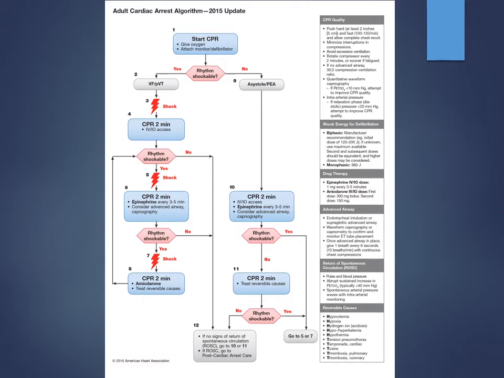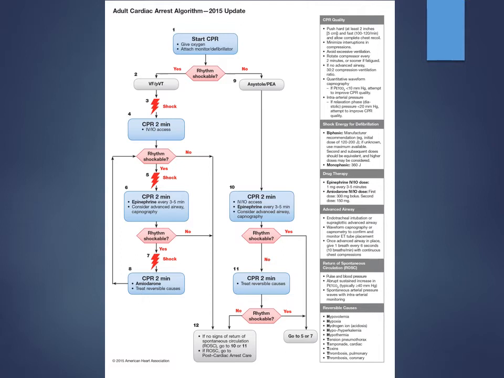Hopefully not. Okay, so we're going to continue on looking at our algorithms here. You're going to find that the PEDS ones are actually pretty similar to ACLS. Obviously, there's a lot of difference as far as what a lot of the etiologies are for why a PEDS patient is coding versus an adult patient. But as far as drugs go, it's actually very, very similar. It's just the doses are different.